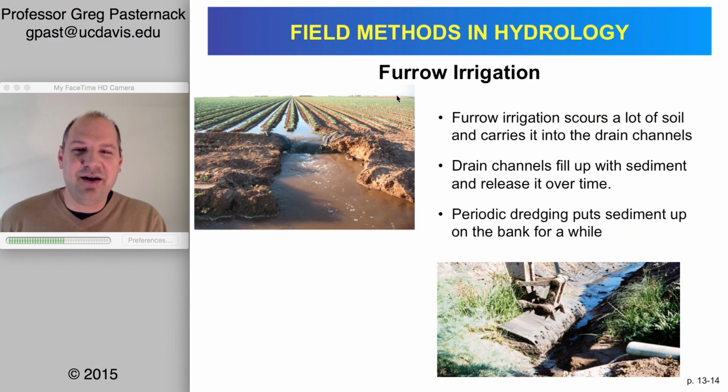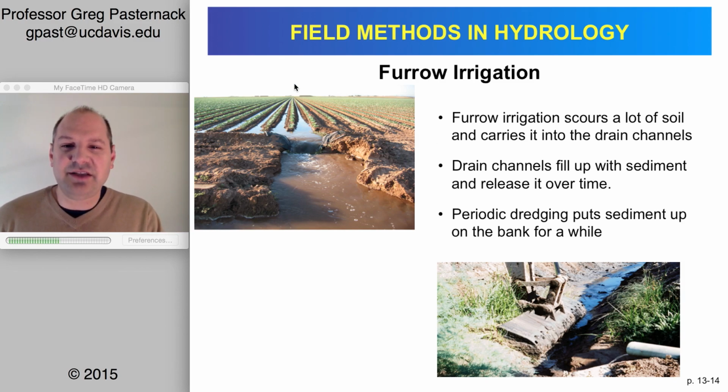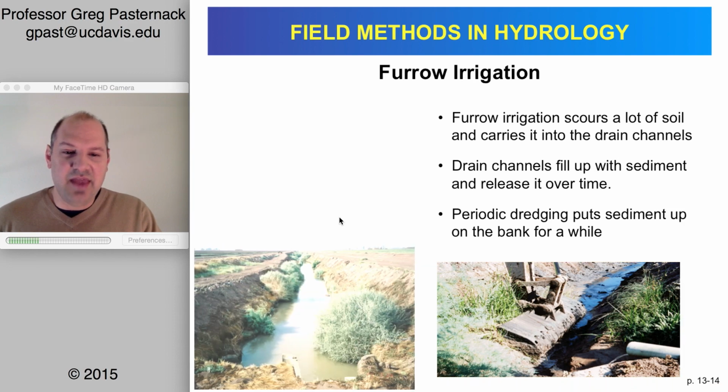Okay. Well, so this is a picture that shows furrow irrigation. So with furrow irrigation, you're basically flooding a field and having water go through the furrows. But as part of that, as you can see in the photo, there's a lot of sediment that gets picked up and carried down the drain channels. And then if you look at a drain channel like is shown here, this is one that has been recently dredged, but you could see it's dramatically oversized.